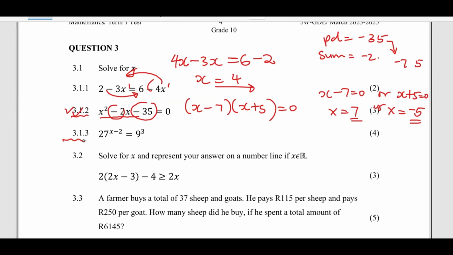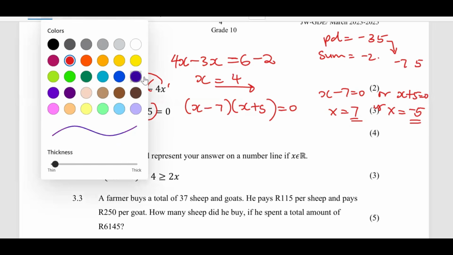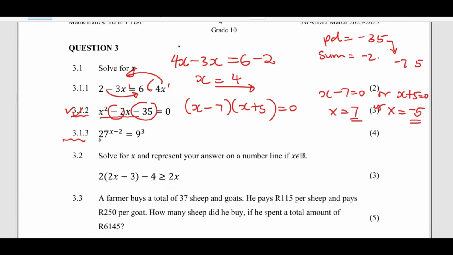Then 3.1.3, this is an exponential equation. Remember, with an exponential equation, the bases have to be the same. That is the rule. So this 27 can be written as 3 cubed. So I'm going to say 3 cubed to the power x minus 2 is equal to 9, which is 3 squared, but we are multiplying with a 3. So let's drop the bases and equate the exponents. So it's going to be 3x minus 3 times 2, which is 6, is equivalent to 3 times 2, which is 6.